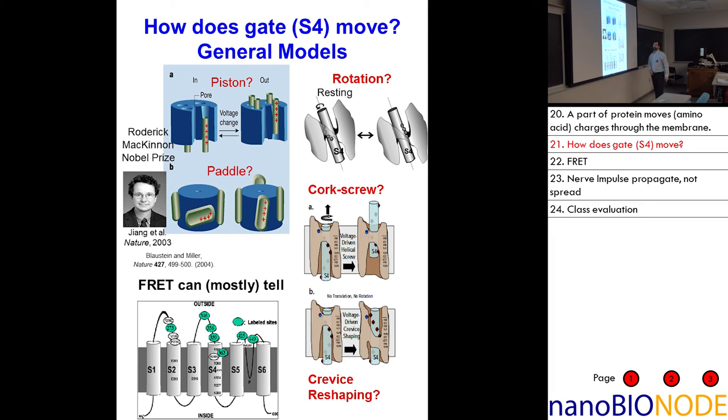And in fact, Rod MacKinnon, who won a Nobel Prize, I had conversations with him, and let me tell you, apparently if you win a Nobel Prize, you are extremely dogmatic. Unbelievable. He came up, said, okay, it wasn't a piston, but actually was more like a paddle. That's one possibility. Another possibility that I had come up with is that it was more like a twist, in that by undergoing a twist, you could nevertheless take some of this positive charge and move it across the membrane.